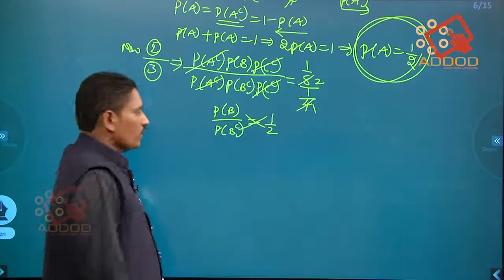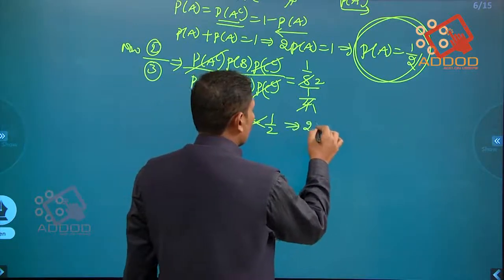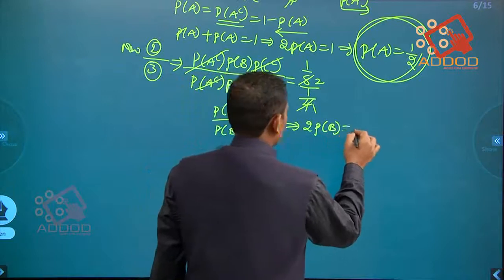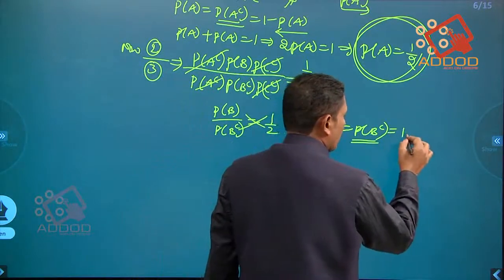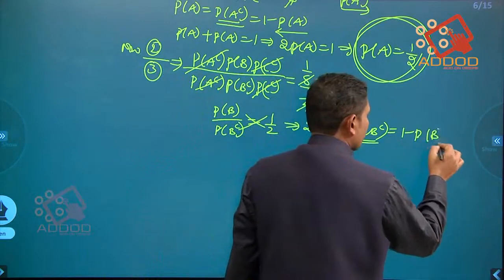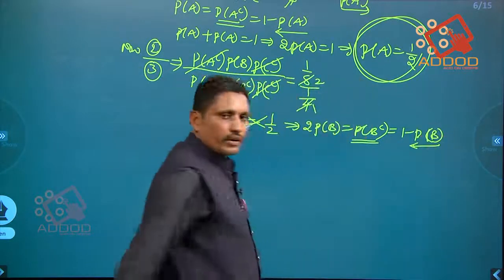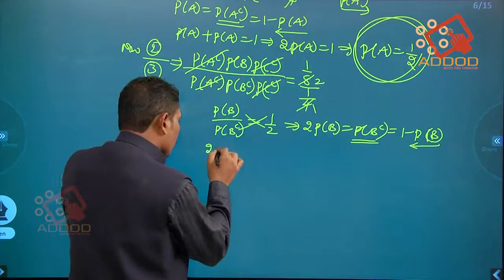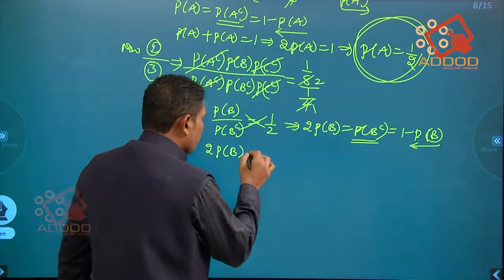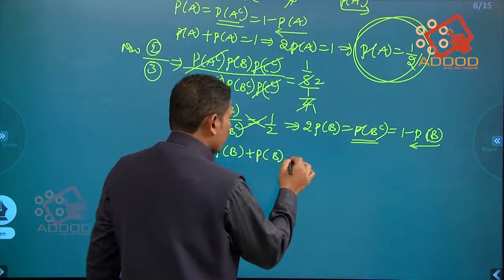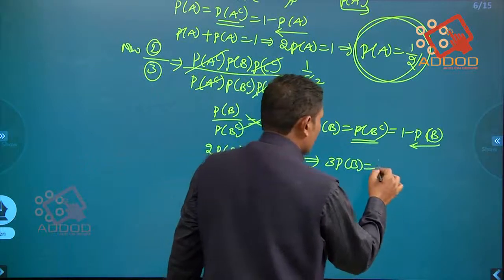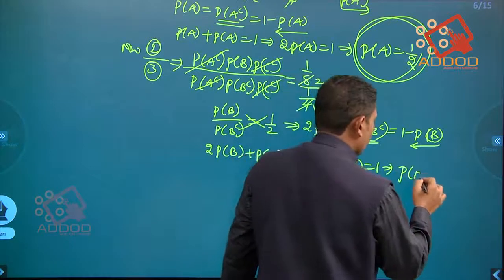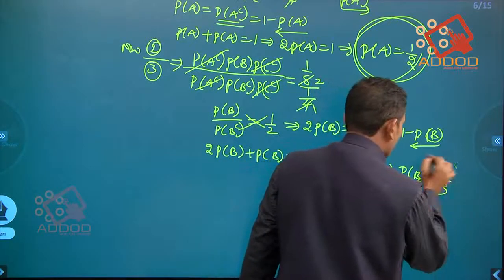Cross multiply: 2 into P of B is equal to P of B complement. I can write P of B complement as 1 minus P of B. That can move to the left side. Nothing but 2 into P of B plus P of B is equal to 1. 2 plus 1 is 3. 3 into P of B is equal to 1. So the value of P of B finally is 1 by 3.